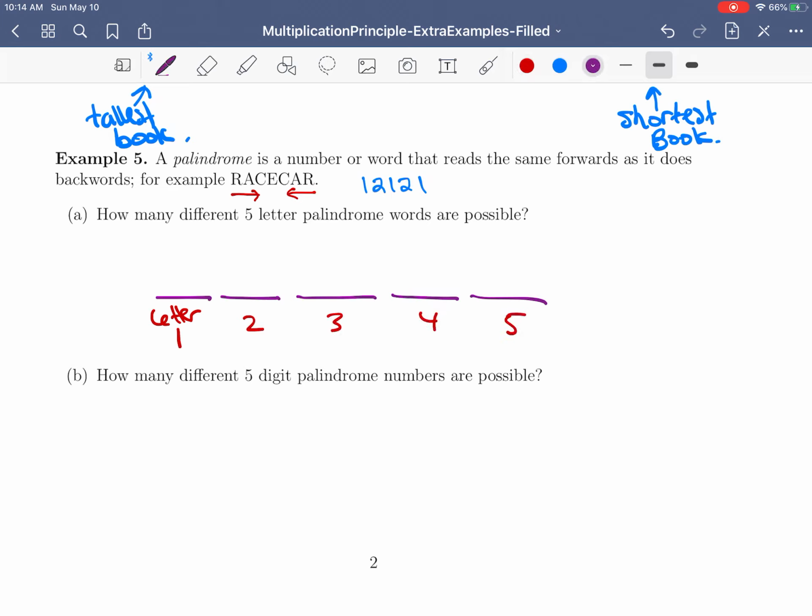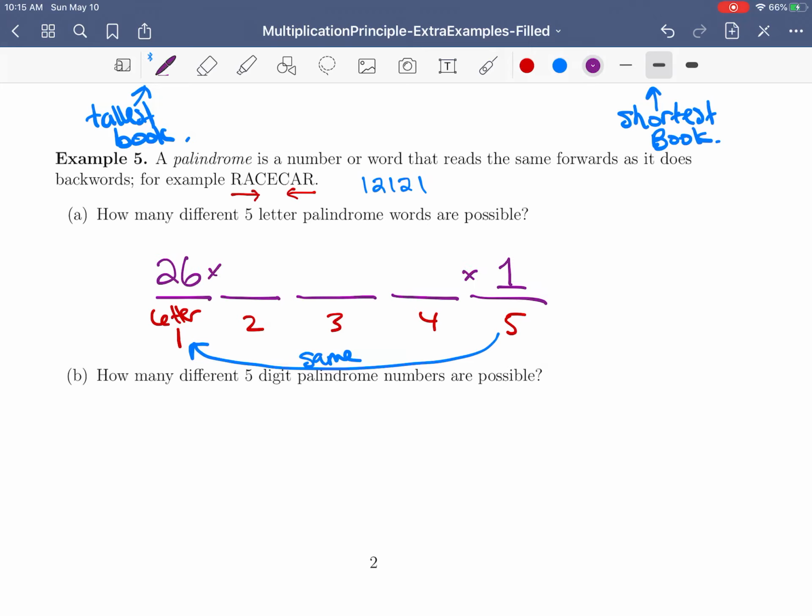Now, we're doing letters here. So there's 26 different letters, so there's going to be 26 options for the first letter. Now, what does that mean for the 5th letter? If this word has to be the same from left to right as it is from right to left, the 5th letter has to be the same as the first letter. So once I pick the first letter, the 5th letter is determined. It has to be the same letter.